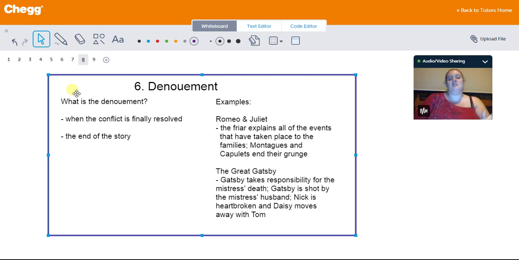In The Great Gatsby, this is when Gatsby takes the blame for Myrtle's death, even though Daisy actually killed her. Gatsby is then shot by Myrtle's husband, believing that Gatsby is the one that Myrtle was having the affair with, and not really knowing that it was Tom Buchanan. Nick is heartbroken over this situation, and Daisy decides to move away with her husband, acting like nothing ever really happened.